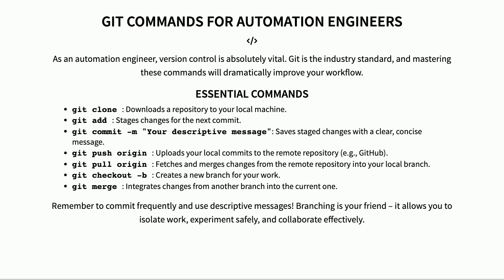You'll also frequently use git push to send those commits to the remote repository and git pull to get updates from others. Creating branches with git checkout -b lets you work on new features or bug fixes separately without affecting the main codebase. Finally, if you need to combine changes from different branches, use git merge. Commit often, write good messages. It'll save you a ton of time later.